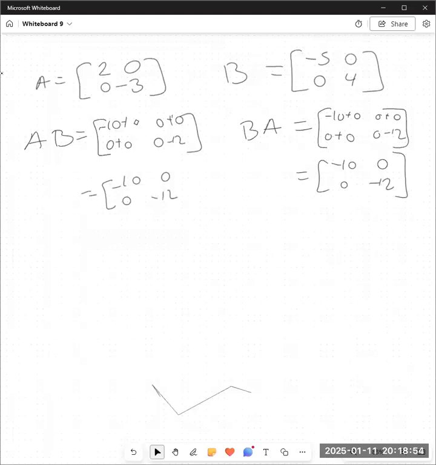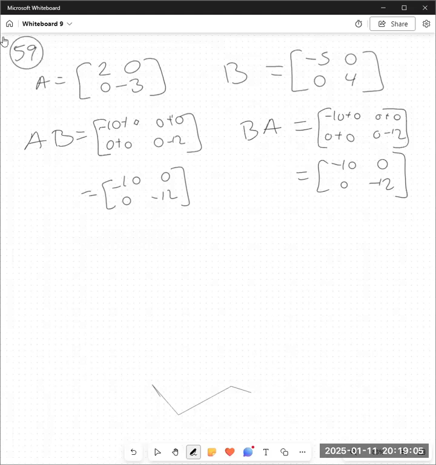So for the most part, order of multiplication matters with matrices. This is the one exception here. Where order did not matter was when we had diagonalized matrices like this. But for the most part, A times B is not equal to B times A. You would have to have square matrices like this that are diagonalized in this specific instance, meaning that there are zeros everywhere other than the main diagonal here.